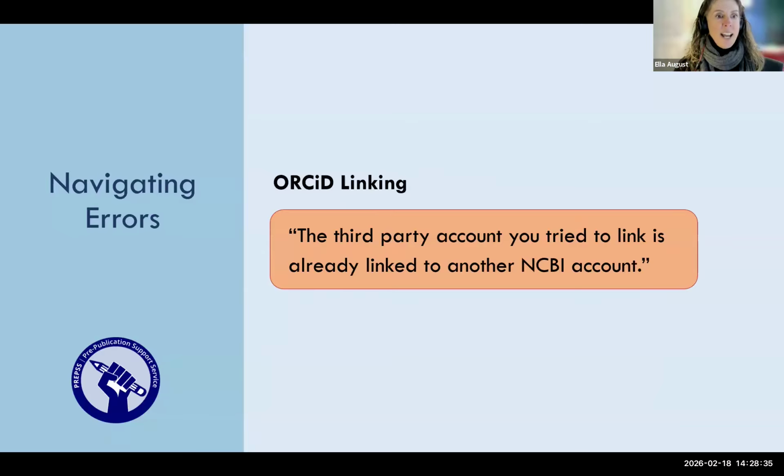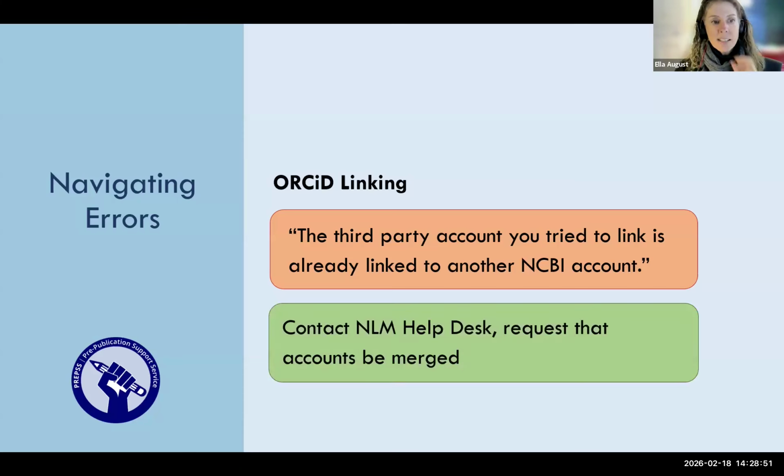Okay, so this is an error you could get related to the problem I mentioned earlier with the ORCID IDs. The third-party account you tried to link is already linked to another NCBI account. This means you have multiple NCBI accounts. In this case, you will need to contact the NLM help desk and request that your accounts be merged. This is something that I did, and my accounts were merged.